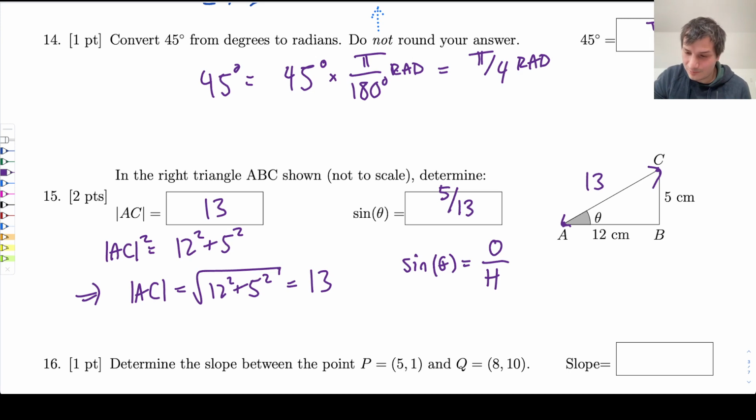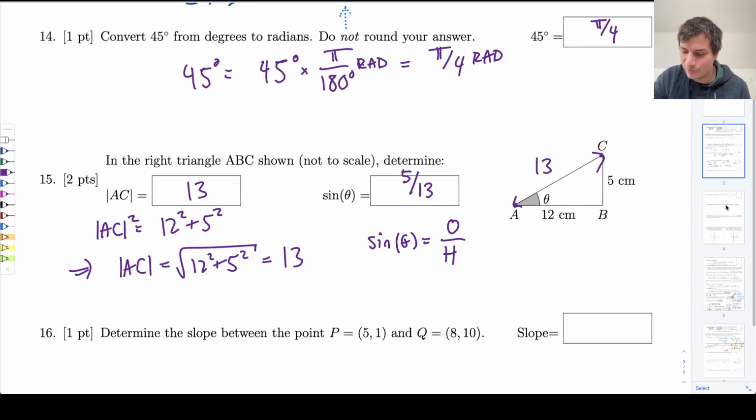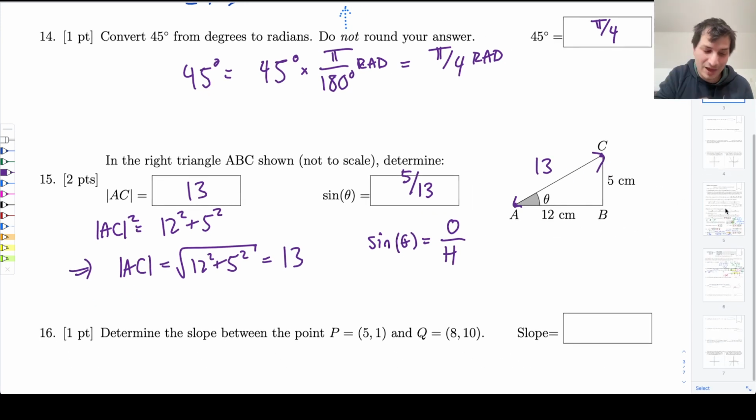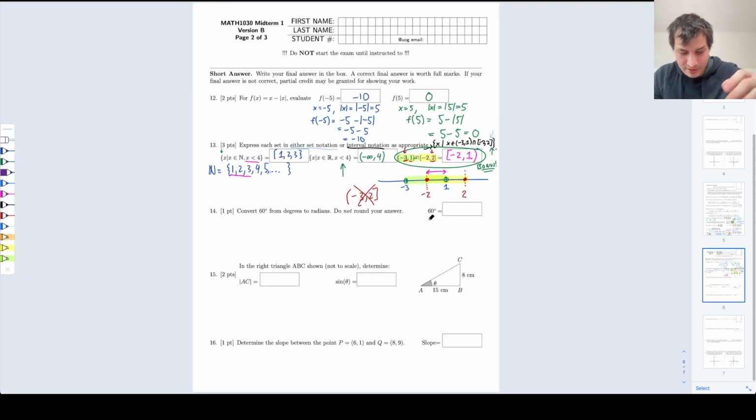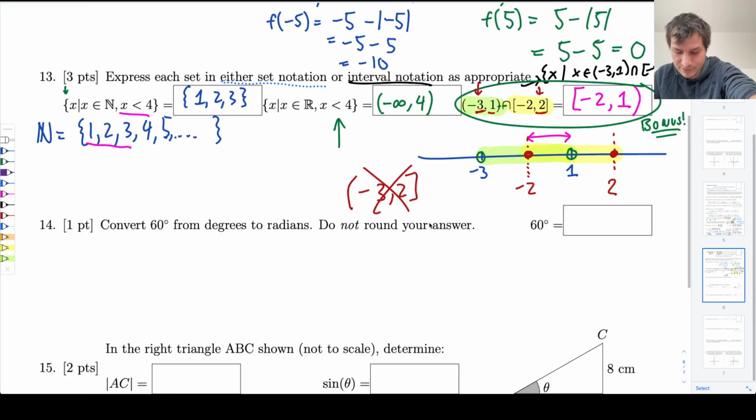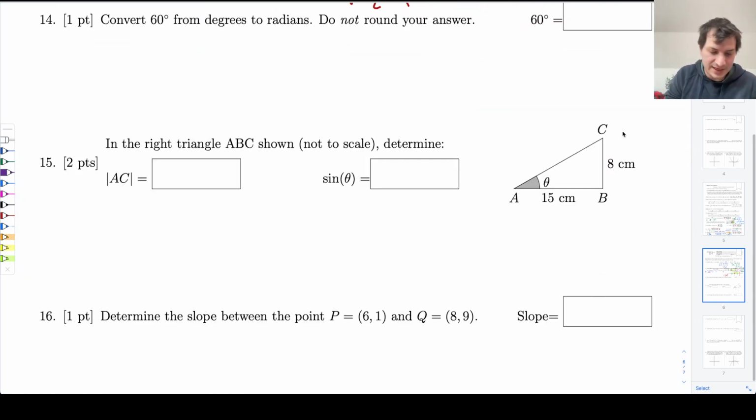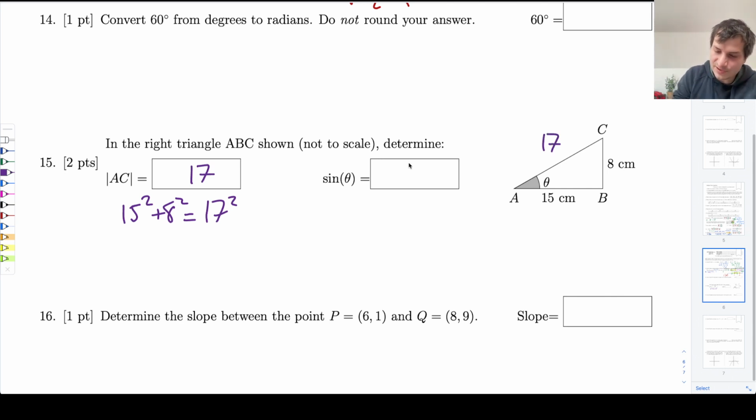It was supposed to be very simple, like high school trig review and nothing super crazy. This one was pretty well done, but I was surprised by how many people got it wrong. The other version of the exam had very similar stuff, just 2 different numbers. I believe 15 squared plus 8 squared adds up to 17 squared, if I recall correctly. So this one was 17. And the sine, once you know that this is 17, is 8 divided by 17, opposite over hypotenuse, 8 over 17. That's the whole question.